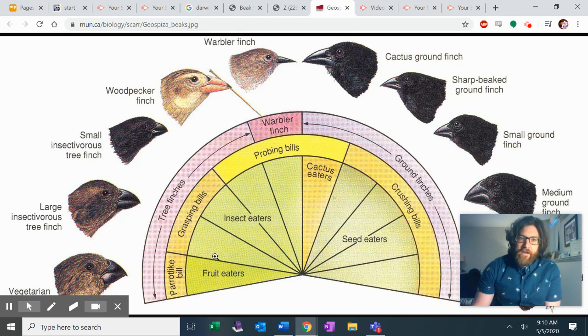The organisms that eat insects need to be a little bit more dexterous. They need to be a little bit more careful with their beak. And therefore, the slight variation in the beak that they had led them to be more successful in an environment that had a lot of insects.